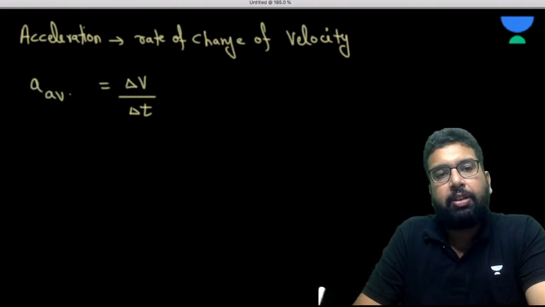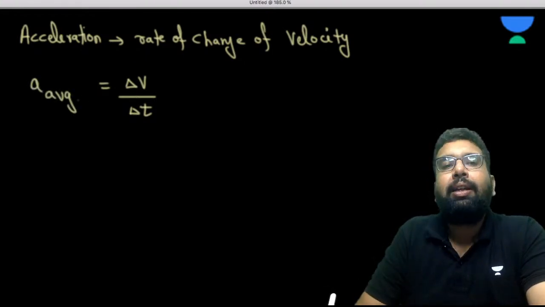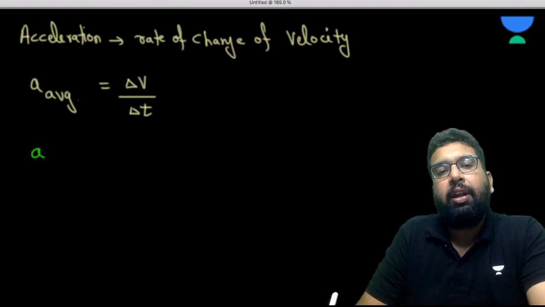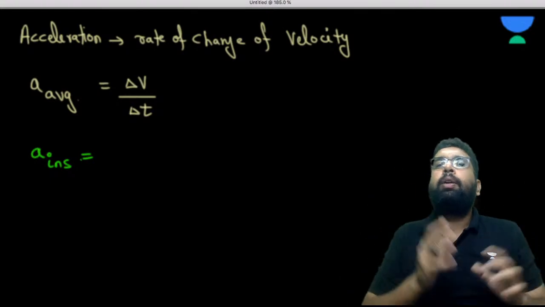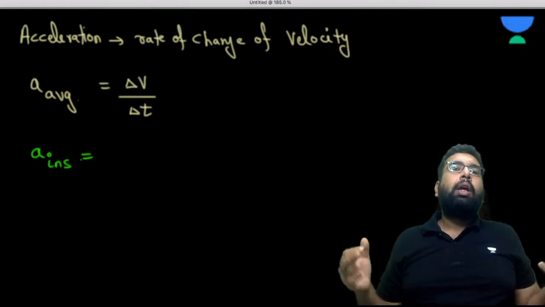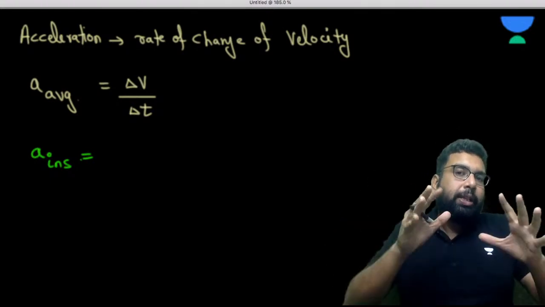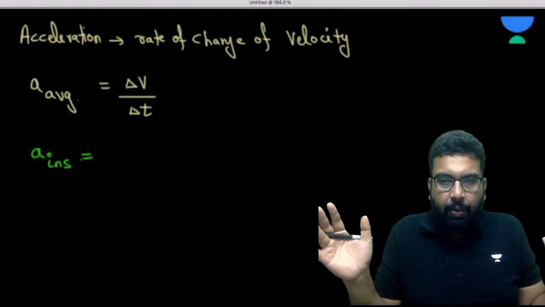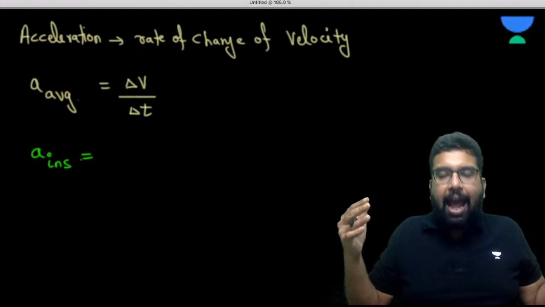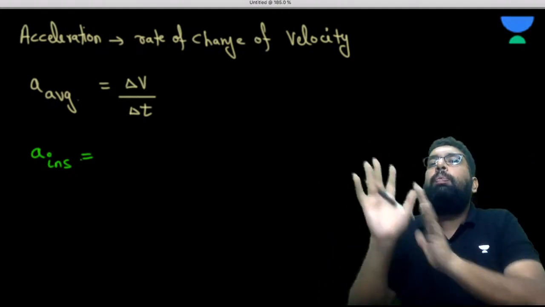But sir, if we want the instantaneous acceleration, instantaneous acceleration is nothing but the acceleration at some point of time. Like if you are asked what is the acceleration at 2 seconds, exactly at 2 seconds, not between two times. What is the acceleration at the particular point of time?